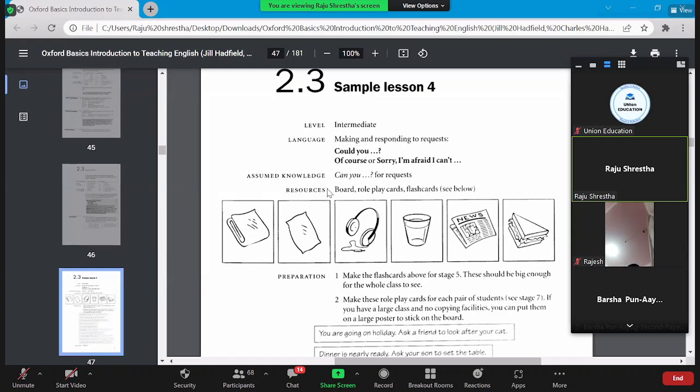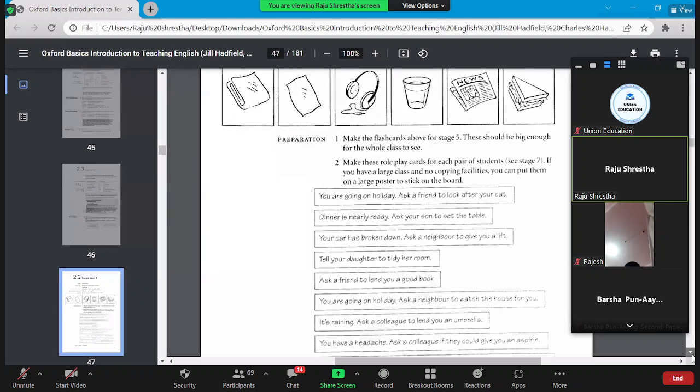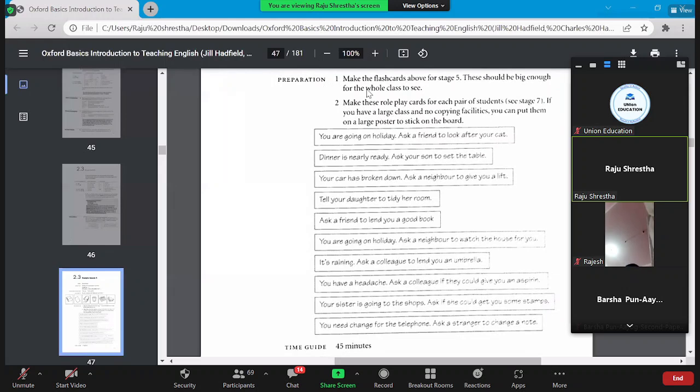And what resources or materials? Board, role play cards, flashcards. You use गर्छौं. अनि गएर exponents तिनीहरु भइहाल्यो. 3-4 हामीले लिस्टिङ गर्छौं. Now first step, preparation के हुन्छ?